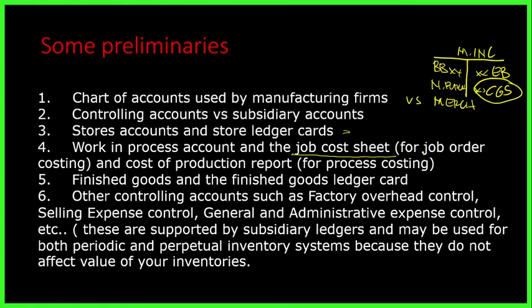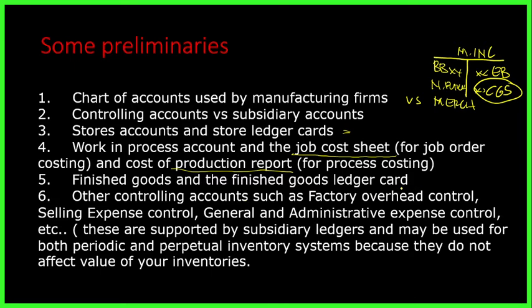As of this point, I just want you to know that this is the form, you can call it form, used to accumulate the cost in job order costing, and the counterpart of that for process costing is the CPR, your cost of production report. Ayan. Now you should also know what are finished goods, and the finished goods ledger card. How does it look like?